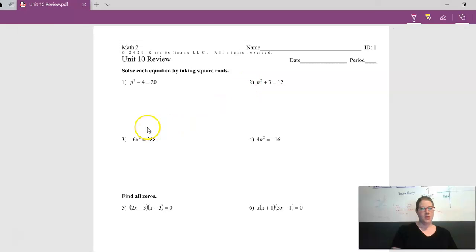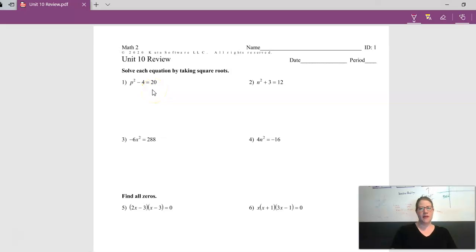So this first part, we're solving by taking square roots. If it doesn't tell you to solve by taking square roots, you can really do it anytime you have a p squared or an x squared and just constant terms. When you cannot solve by square root is when you have both a p squared and a p somewhere in the equation. Then you would not be able to solve by taking square roots.